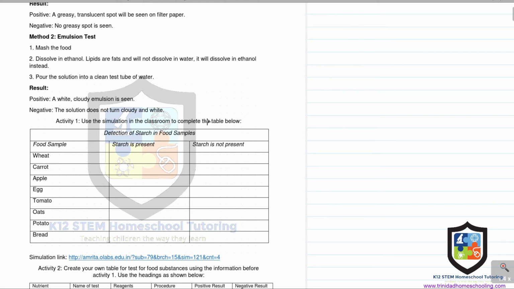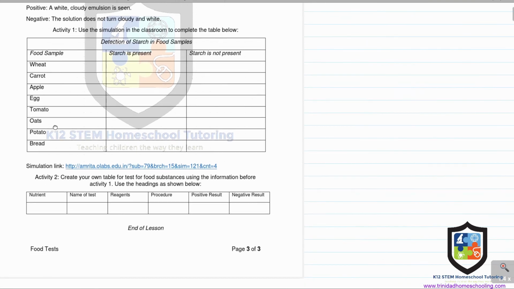You could take the oil and try to test with the other solutions, like the Benedict solution, and look for glucose, and see if there's any color change. But we know that oils are full of fats, and this is the positive solution that we want to see from this lab. Now, let's talk about your activities.